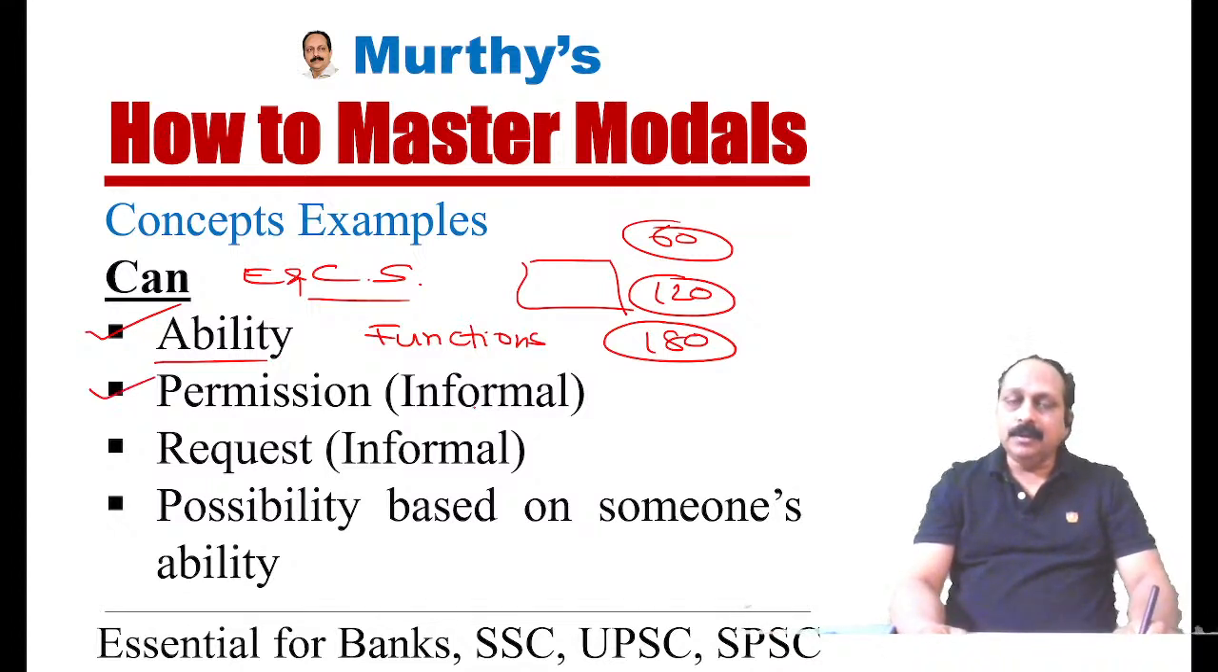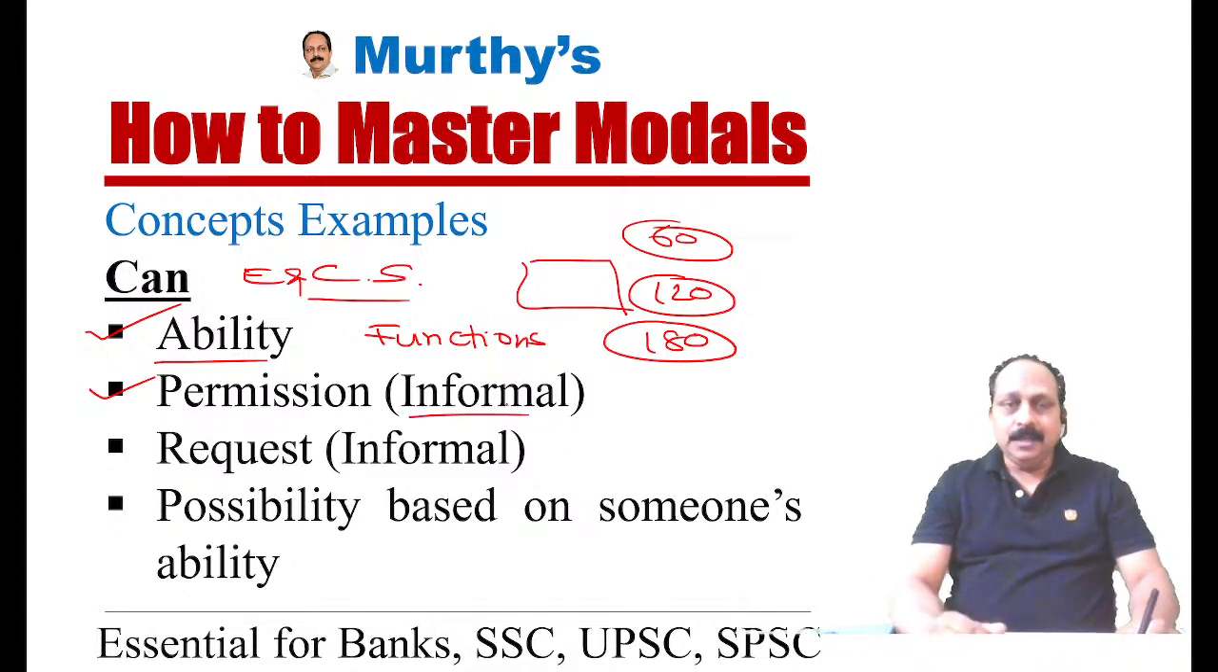Informal permission. Imagine there's a kid at home who wants to watch TV. He has to take dad's or mom's permission. How does he ask for permission? Informal: Can I watch TV, mom? Can I watch TV, dad? That is informal permission. Or he wants to go out and play: Can I go out and play, mom? That is asking for permission.